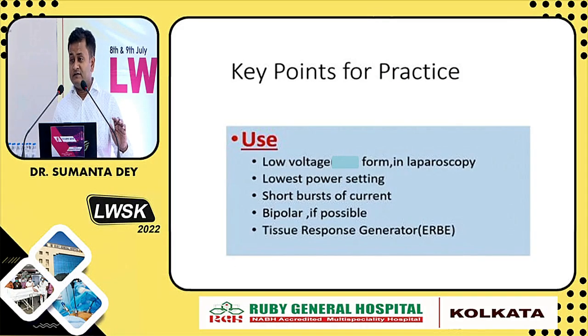But the key points for practice: always use a low voltage form in laparoscopy. Don't use high voltage. 30, 35, 40 is good enough for most procedures. Use the lowest power setting possible. Give short bursts of current. Don't press the diathermy pedal for long. And bipolar, if you have it, is better. Wherever it is required, if you need to do vessel coagulation, use bipolar current.